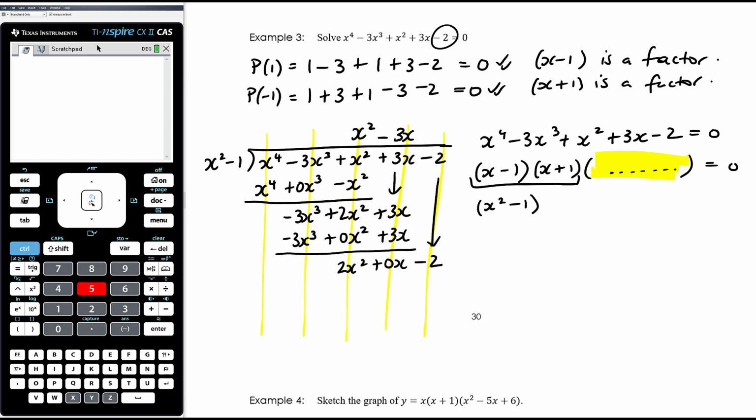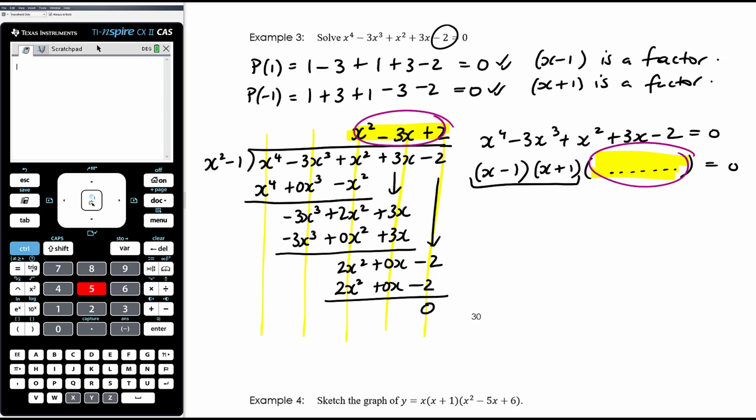And then what do I have to multiply x squared by to get 2x squared? Positive 2. Positive 2 times x squared minus 1 is 2x squared minus 2. And so we've got 0x, and it's all looking good here. We get a remainder of 0. So actually what we found is that is that quadratic factor. And so we have times x squared minus 3x plus 2.